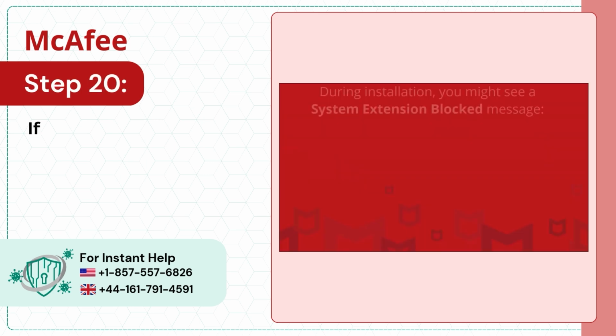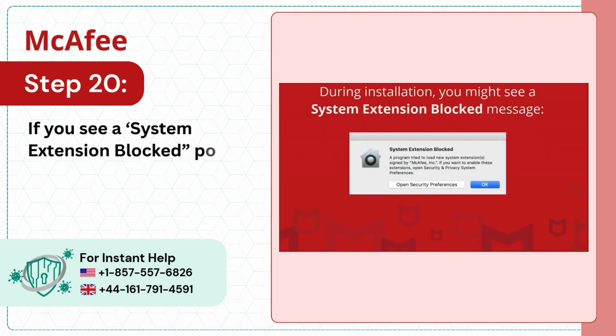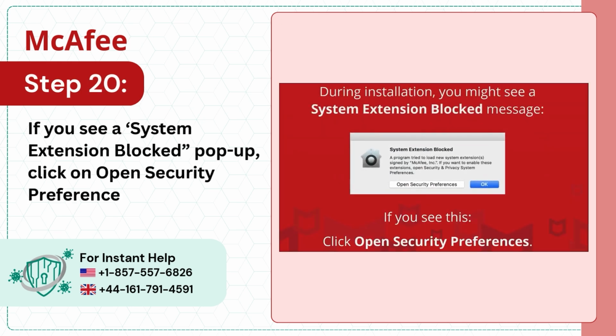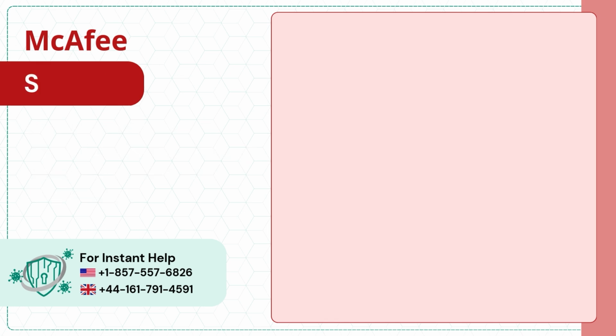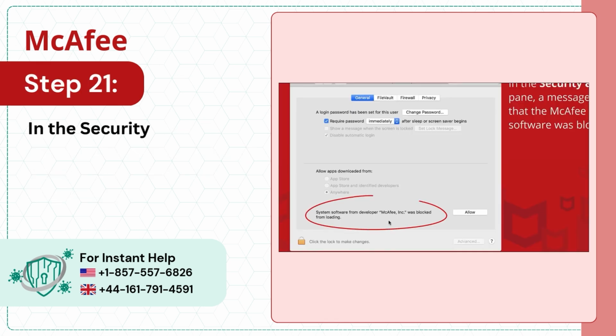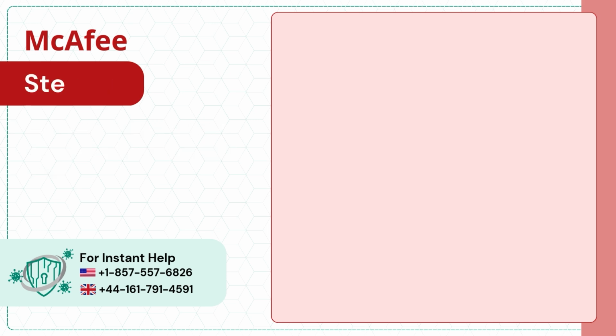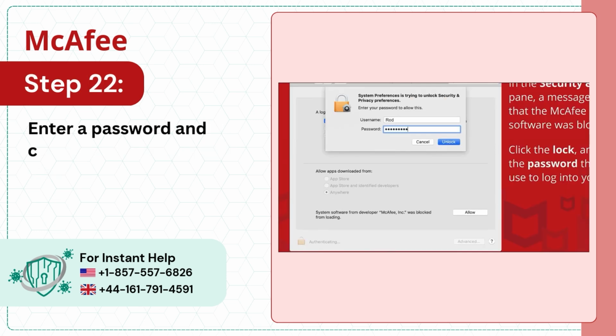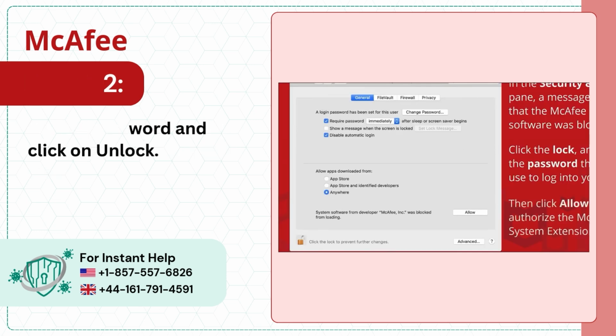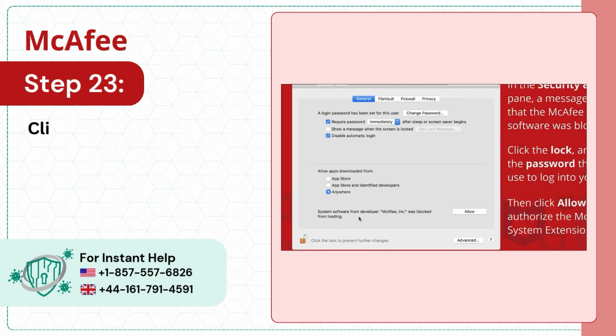Step 20. If you see a System Extension Blocked pop-up, click on Open Security Preferences. Step 21. In the Security and Privacy window, click on the lock icon. Step 22. Enter a password and click on Unlock. Step 23. Click on the Allow button.